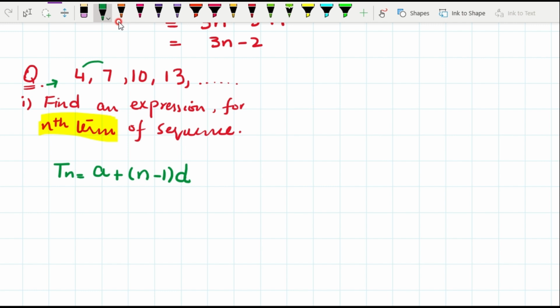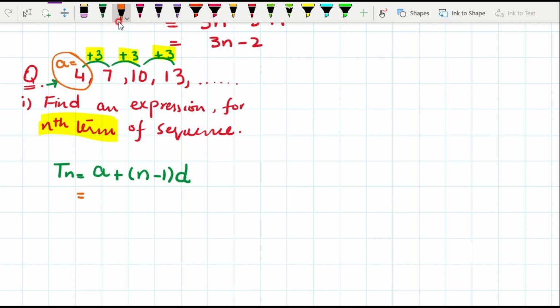Let's check. By adding what are we getting the second term? Plus 3. And here plus 3. Again plus 3. So the difference is the same. That's why we came to know this is a linear sequence or arithmetic sequence. So we can apply this formula directly. Here we just need to substitute the values.